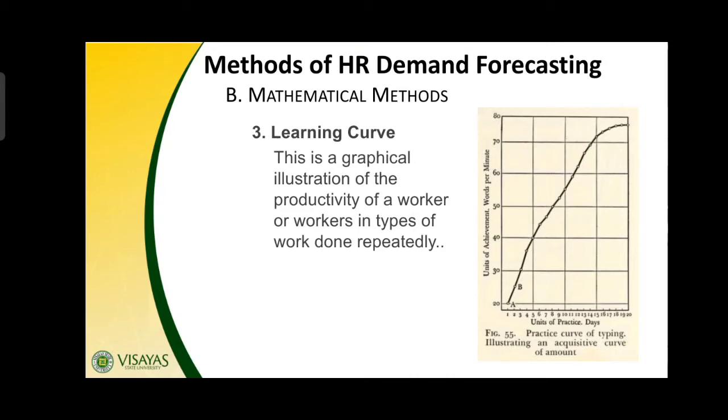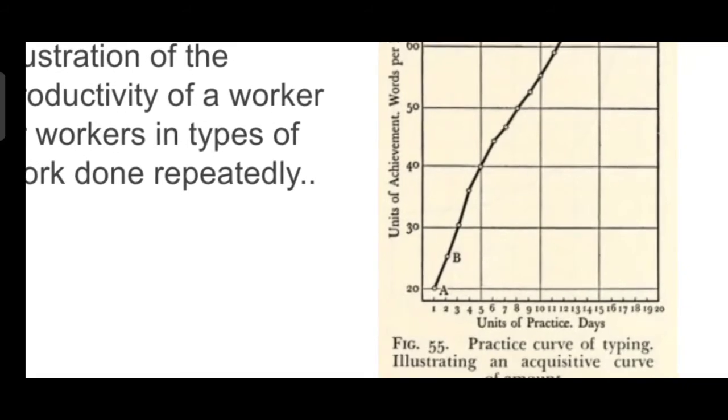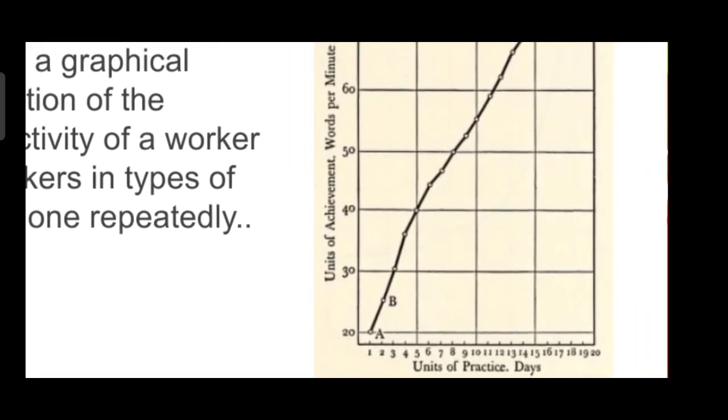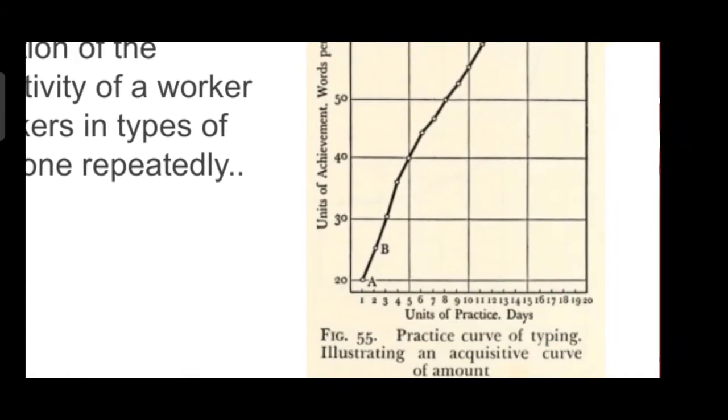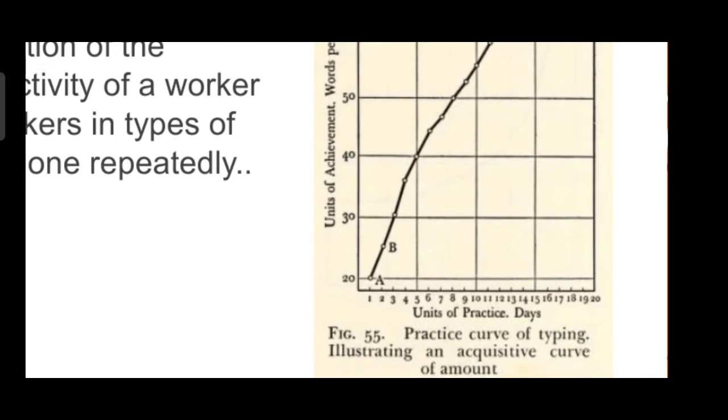So, look at the figure. An example is the productivity of employees, units of achieved work. This is an example for a typing job. If you look at the units of practice in days and the units of words per minute, the words per minute increases as the number of days of practice increases. That is the learning curve theory.